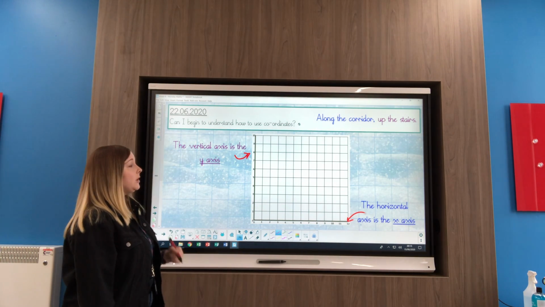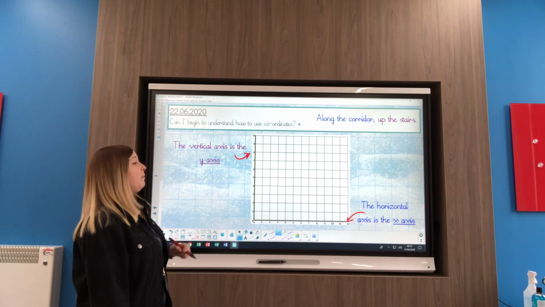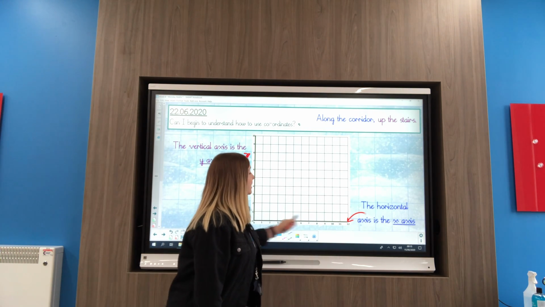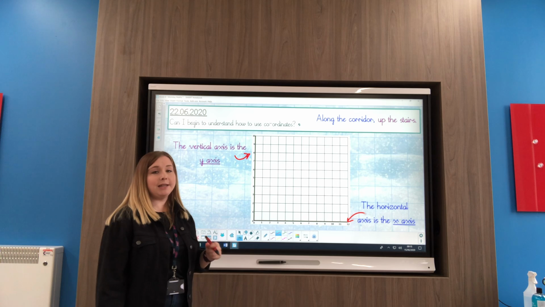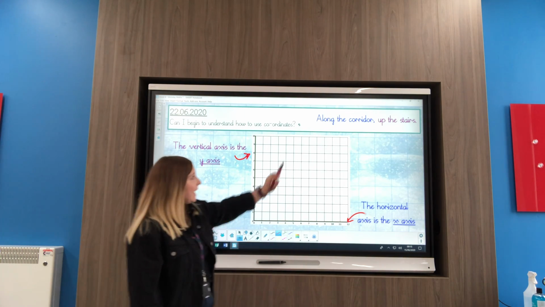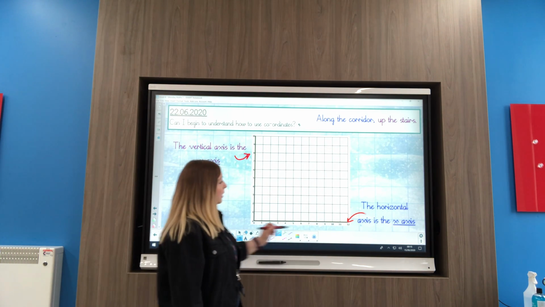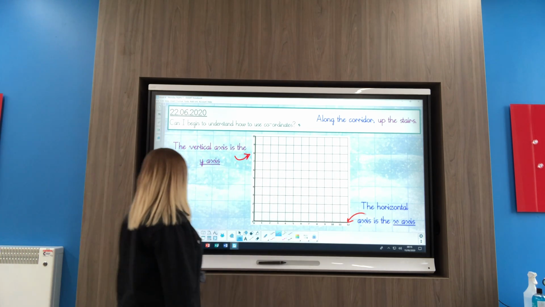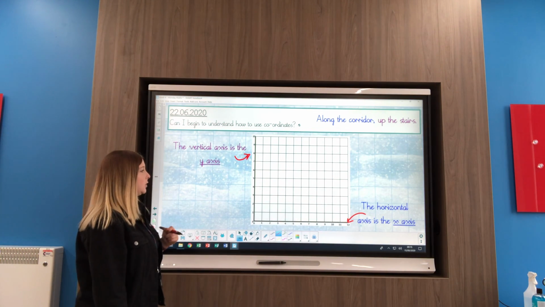And to find points on a grid, we must remember to always start by going across and then going up. And a little way to help you to remember it is along the corridor. So we're going along and then up the stairs to go up. So let me quickly show you how we do it.